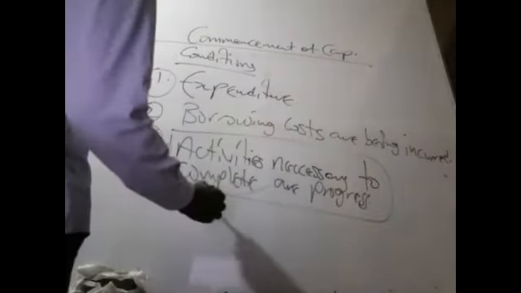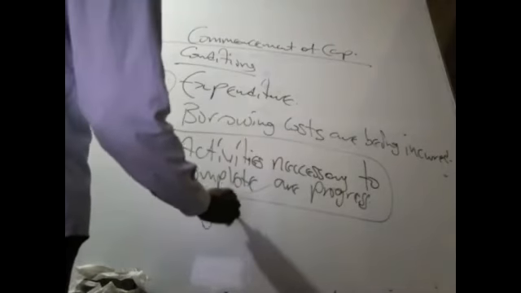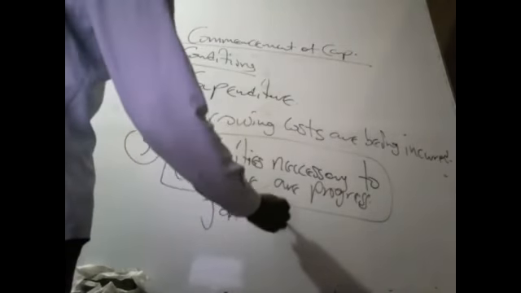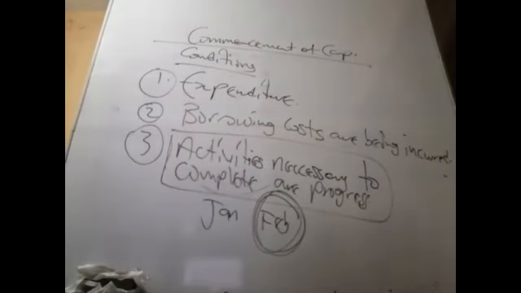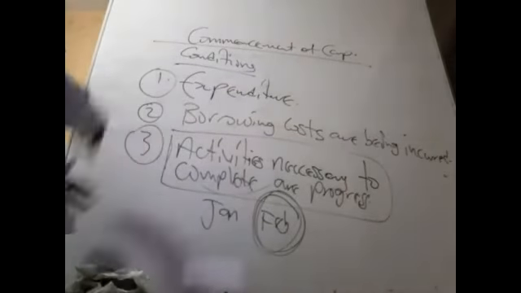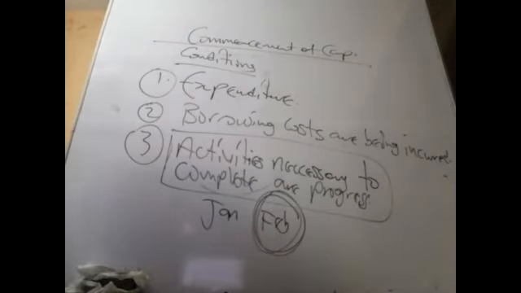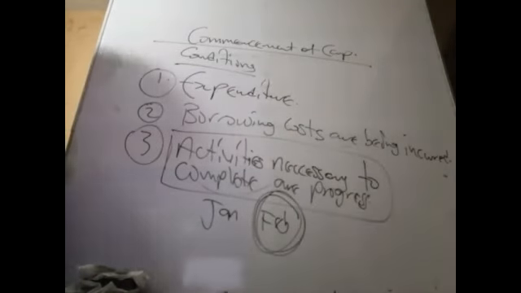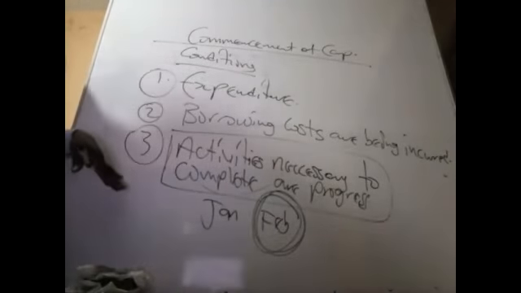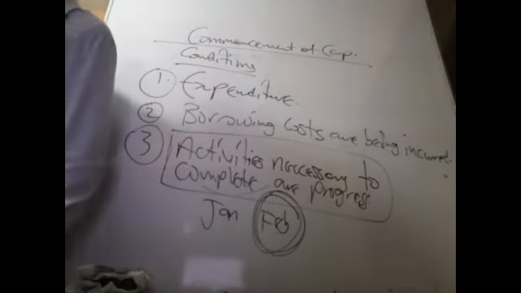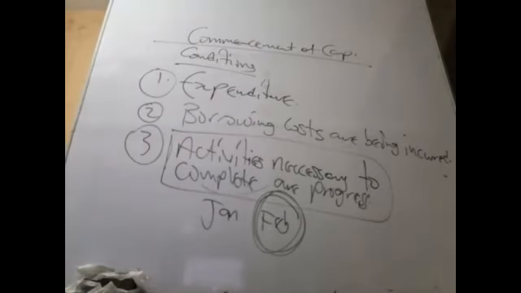Maybe in this question, you took the loan in January, but construction started in February. You have to start capitalizing from February, because that is where the construction started from. The January one, send it to the P&L as an expense. You are done. So this is the situation. In fact, all the three must be there at the same time before you can capitalize any of the borrowing costs. Even if one is not there, you're not allowed to capitalize the borrowing costs.